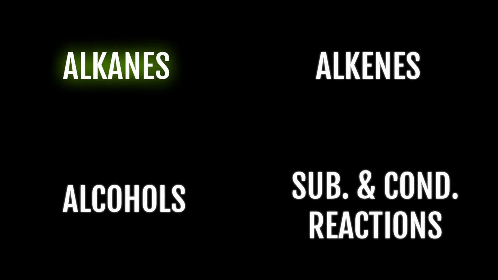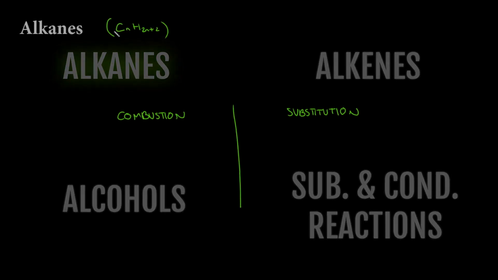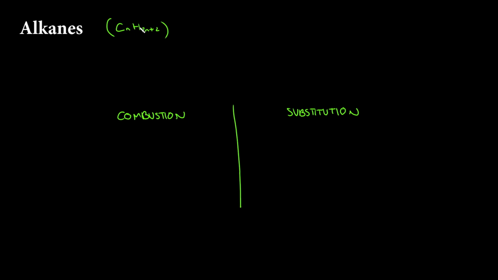This video, I'm going to be talking about alkanes and the reactions that alkanes go through. Alkanes have the molecular formula of CnH2n+2, and they go through 2 types of reactions: combustion reactions and substitution reactions. And before we get into the reactions, you need to know that alkanes are low in reactivity. And this is because the carbon-carbon bonds and the carbon-hydrogen bonds are relatively strong.